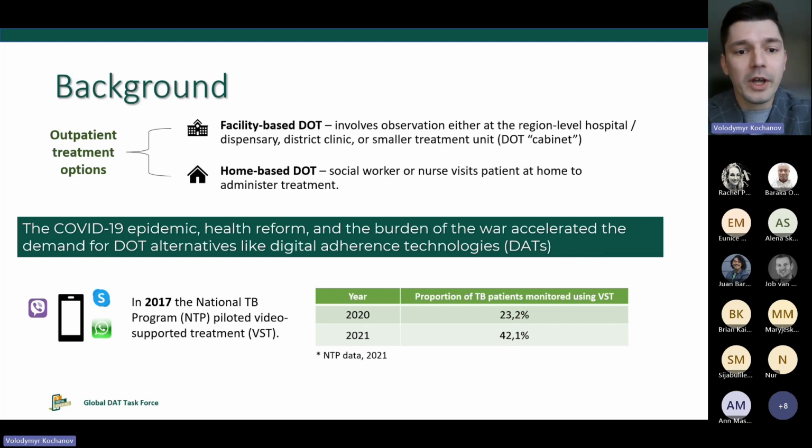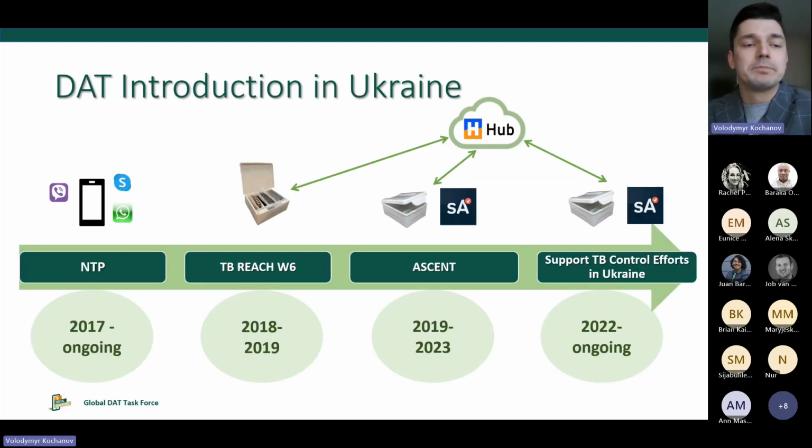As you can see in the table, the proportion of TB patients monitored using video-supported treatment introduced by the National TB Program became almost twice as high in 2021, when the COVID pandemic hit Ukraine. PATH supported the initiative launched by the National TB Program, and since 2018, we added an additional technology to support people with TB.